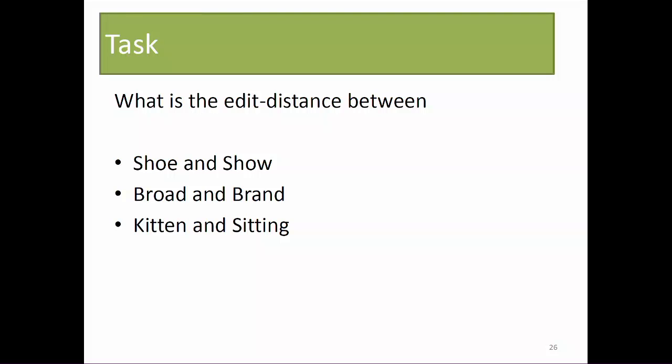Yeah, so a simple task. Can you tell me what would be the edit distance of shoe and show? 1. Okay, 1. And broad and brand? 4? Delete and replace. So we'll have to first take out O, delete O, that's 1 operation, and then insert A, and then replace A with N.